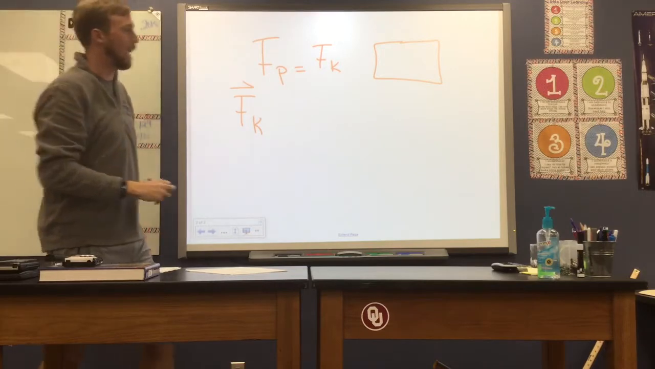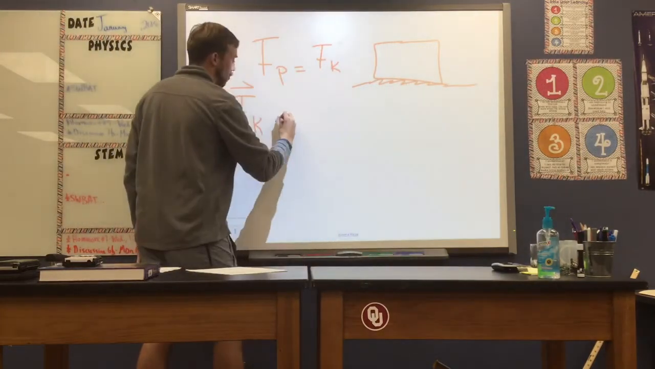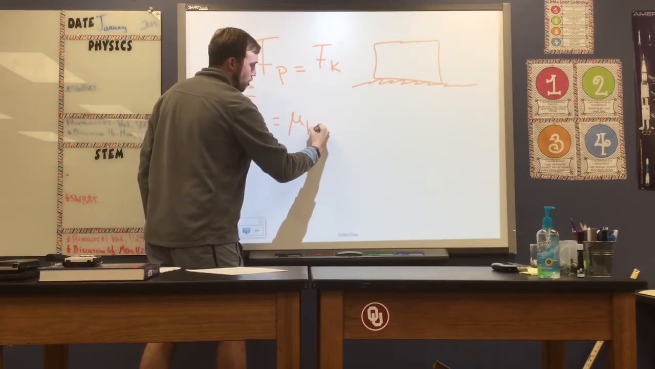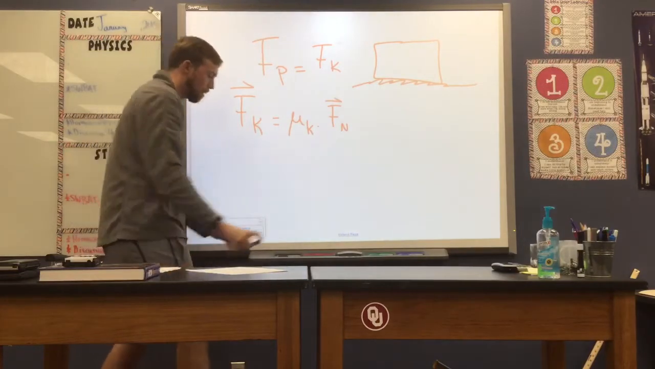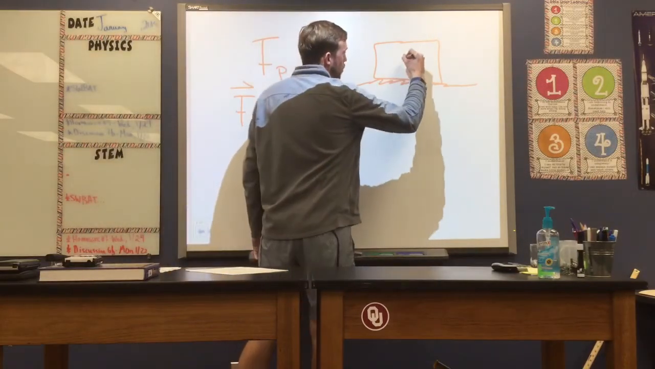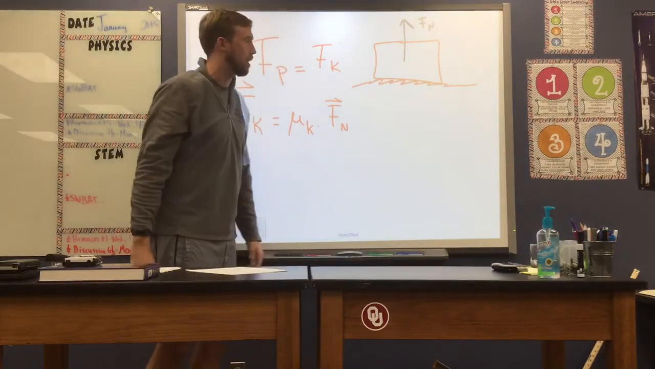Here the sled and the snow underneath it. So our frictional force is equal to our coefficient of kinetic friction times our normal force. Now remember, the normal force is a contact force. It always runs perpendicular to our contact surface.